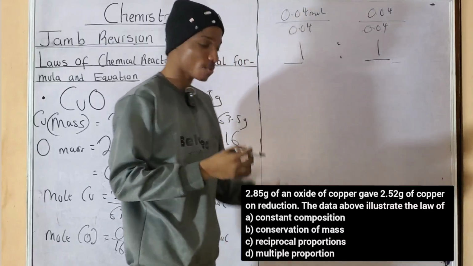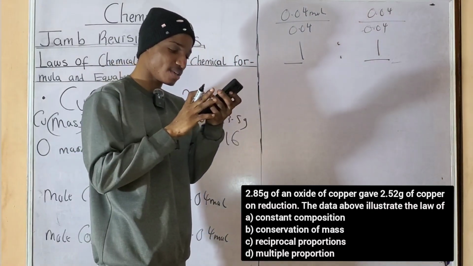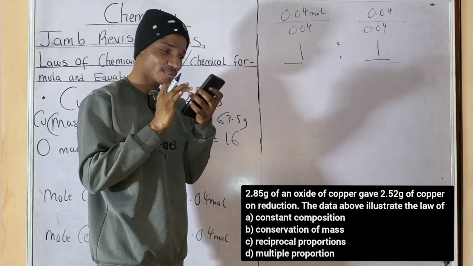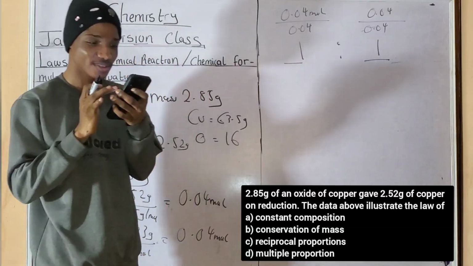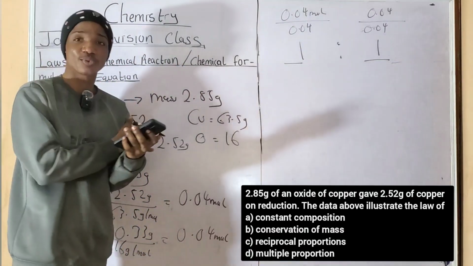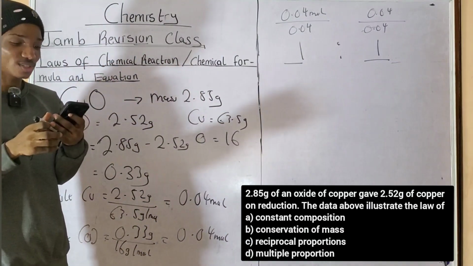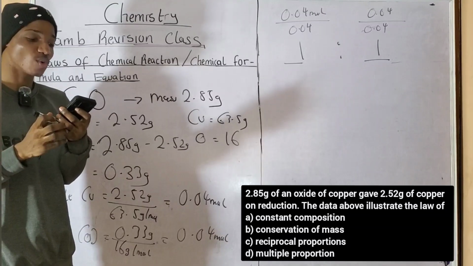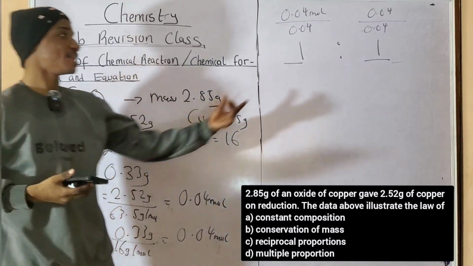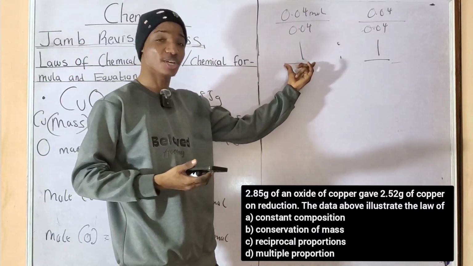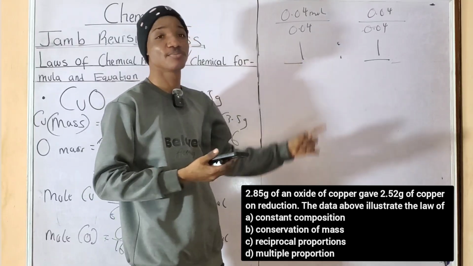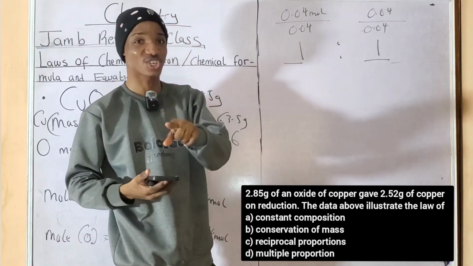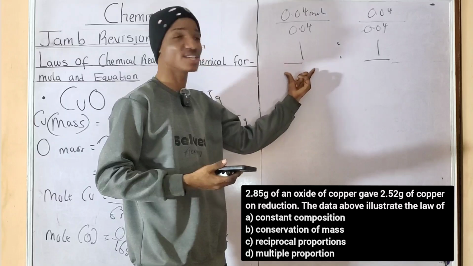That means the correct option to that question is option A, constant composition. Option A is correct. I just proved it to you that the correct option is the law of constant composition, simply because at the end we have the same ratio. If they were in a simple ratio, it would be the law of multiple proportions, you understand? But here, their ratio is the same.